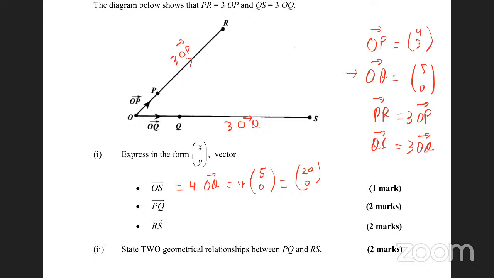Everybody okay with that? You follow what I did? How I got 4 is because I have 1 and I have 3, and the OS is the whole line. Now PQ. Is there a line connecting P and Q? No. So we should draw a line connecting P and Q.